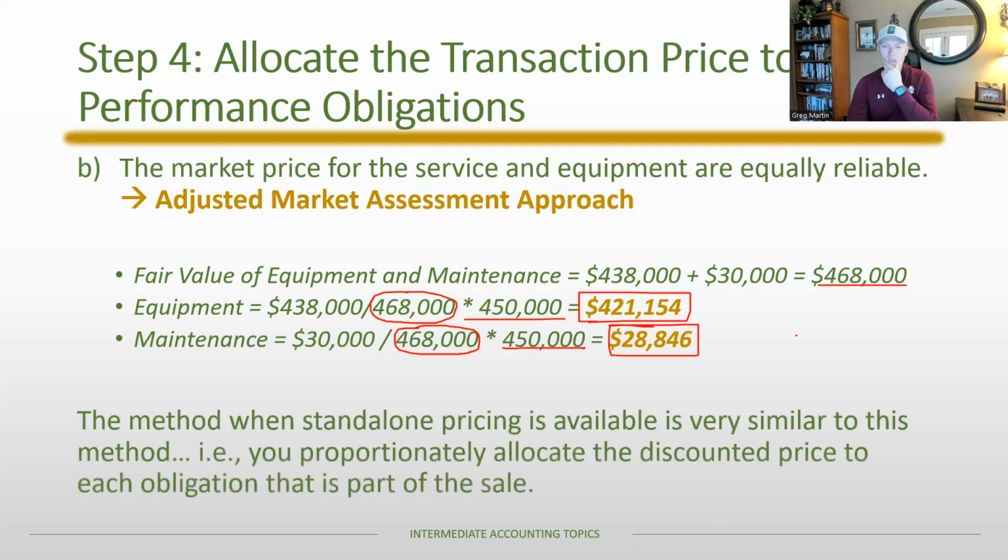Again, this is the method that you would use if standalone pricing is available for every item. You could think about standalone pricing similarly to fair value. If you have both standalone prices or both fair values, this is the method you would use. If you only have one standalone price or one fair value, you would use the residual value approach.